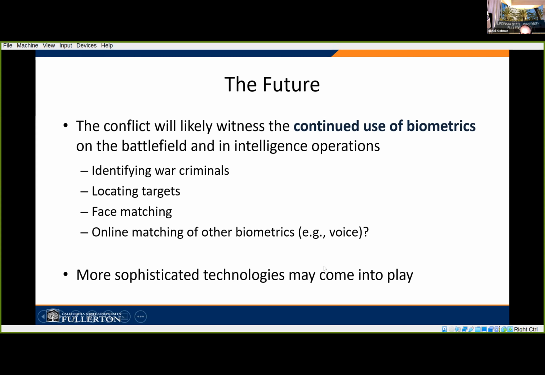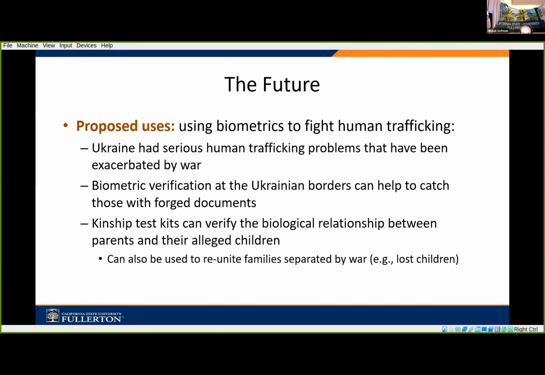Also, it is likely that we may see more sophisticated biometric technologies come into play, such as the DNA biometrics. Indeed, one of the applications of DNA biometrics can be used to help fight the human trafficking problem in Ukraine, which is being radically exacerbated by the ongoing war.